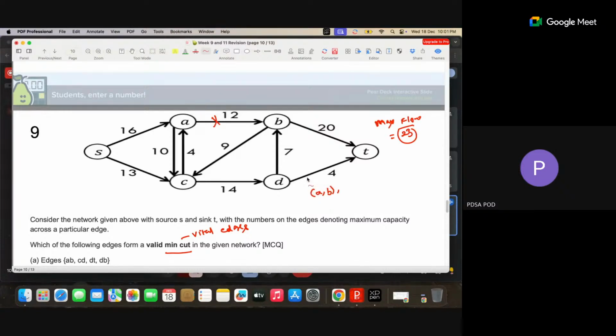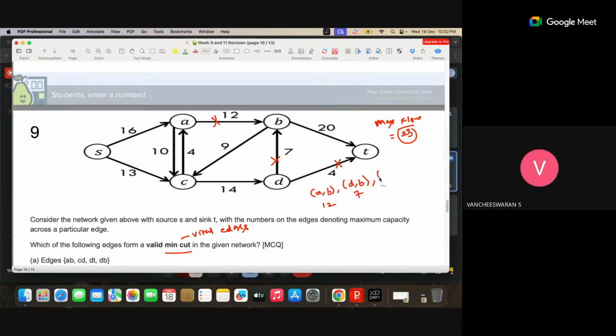And I can cut that. D to B, I can cut it, which is 7. D to B. And one more cut I can do, D to T. This is 12. This is 7. And one more is D to T. Yeah, I can cut it.